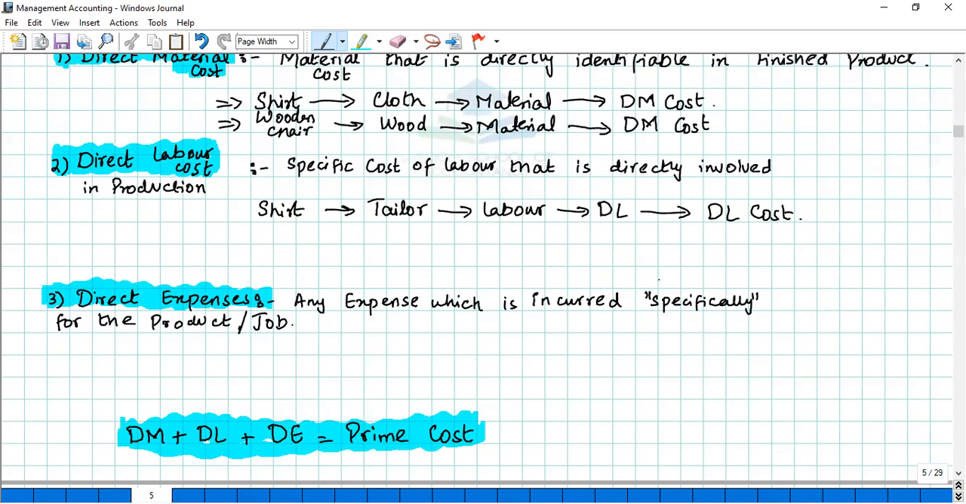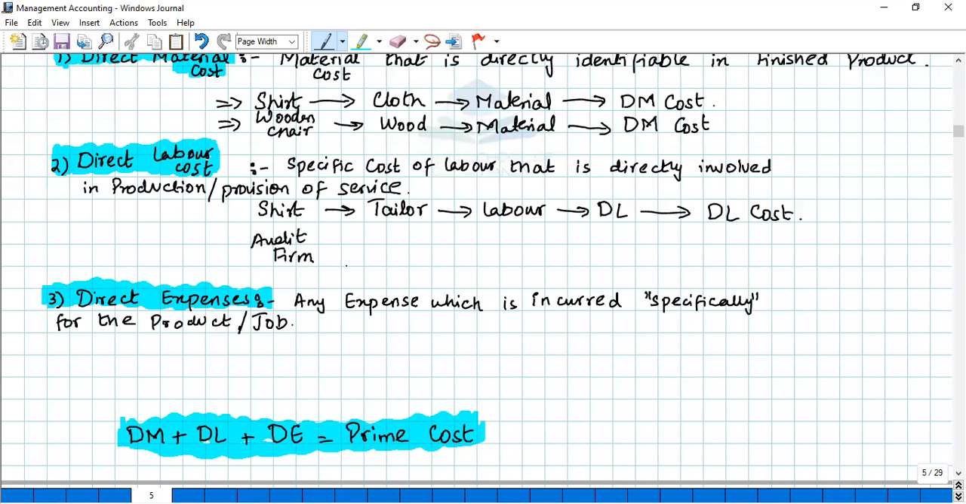What is direct labor? Direct labor is the worker that is directly involved in production. Okay, and remember one thing: production or provision of service. So if you are a manufacturing organization, then the person that is directly involved in production will be known as direct labor. If you are a service organization, then the person that is directly providing the service will be known as your direct labor. Okay, let's say you go to an audit firm. Okay, you go to an audit firm.